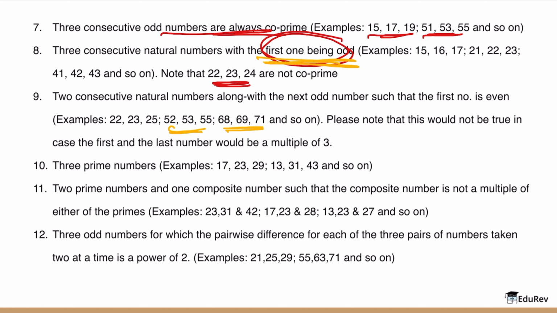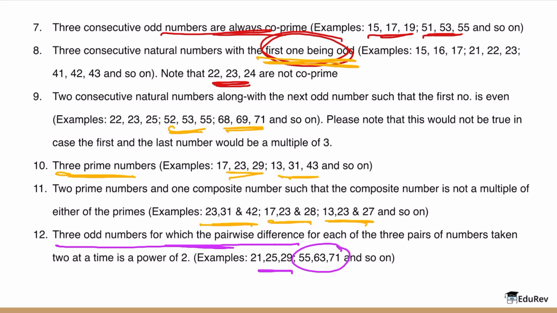Correct. Now 3 prime numbers, if I talk about these 3 prime numbers, they are co-prime numbers, because other than 1 there is nothing between them. Okay. Then 2 prime numbers and 1 composite number such that the composite number is not a multiple of either of the primes. Like for example 23, 31 and 42, 17, 23 and 28, 13, 23 and 27 and so on. Correct. Next is 3 odd numbers for which the pairwise difference for each of the 3 pairs of numbers, taking 2 at a time, is a power of 2. And the examples of these are 25, 29, 55, 63, 71 and so on. So this is done. Okay.